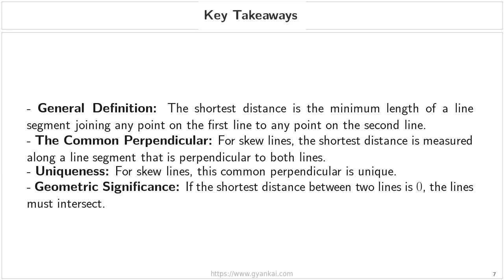Finally, let's look at the geometric significance of the value we calculate. This is a very important logical point. If you perform your calculations and find that the shortest distance is equal to 0, what does that tell you? It tells you that the gap has vanished, which means the two lines must actually intersect at a single point. Now, before we move on to the next slide, I want to highlight some common pitfalls where students often lose marks, so please pay close attention to the following.